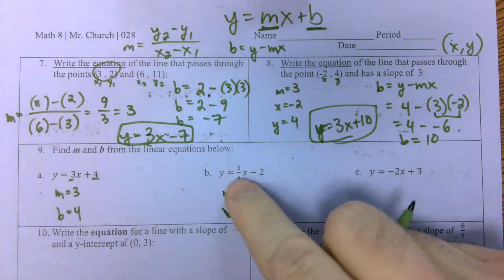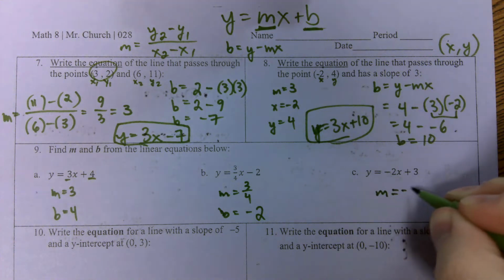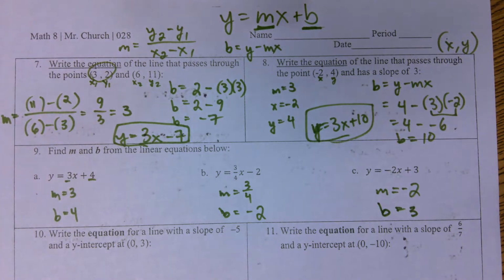3 over 4, right in front of x. Now over here, what number is right in front of x? Negative 2, well that's our m. What number is being added off to the end? 3, well hey, that's our b.